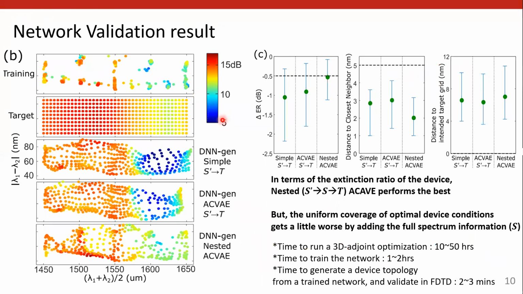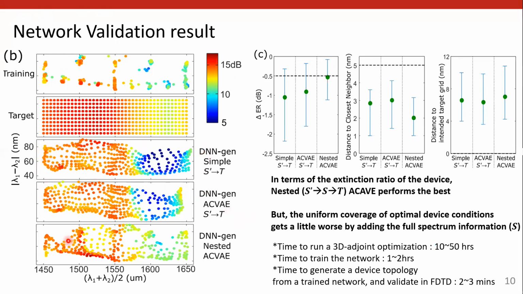So this is the result of the network validation. This was the training data set, and then the three different networks were trained. Then we asked each of them to generate a useful device design targeting these wavelength specs and a certain extinction ratio. And this is the result of the generated devices. Each topology design was computed using FDTD simulation, and then we found the optimal wavelength window condition for each device. And we plotted the extinction ratio in the color plot.